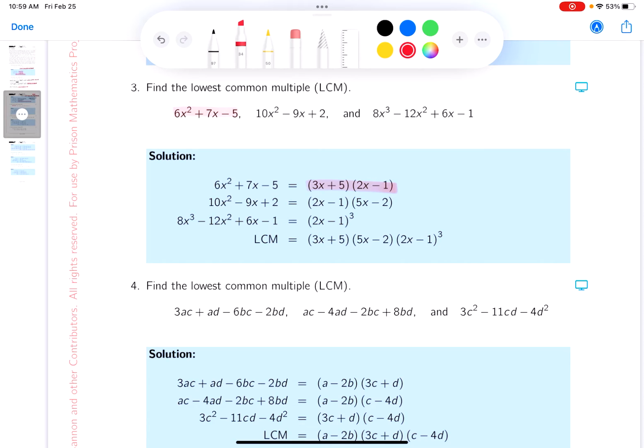But this is, in fact, the correct factorization because 3x times 2x is 6x squared. You get minus 3 plus 10, which is 7x, and you will get minus 5.